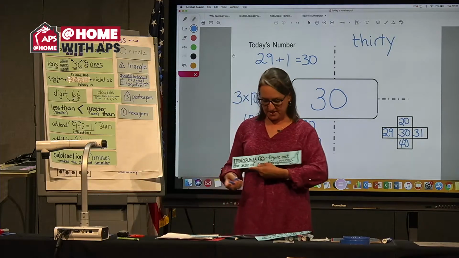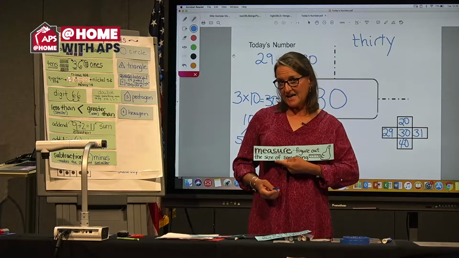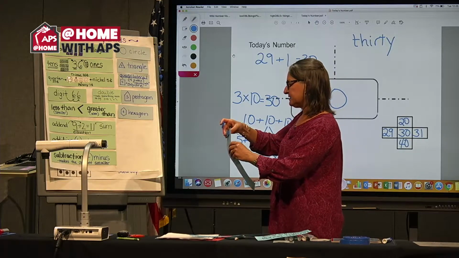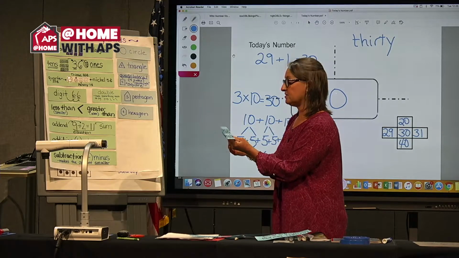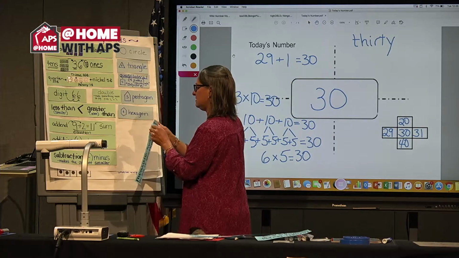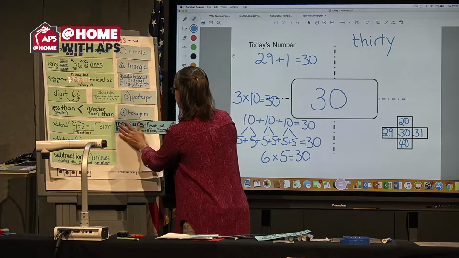Our first word is measure. And when you measure, you are figuring out the size of something. When you measure, you're usually comparing it to something as well. You might be using a ruler, or you might be using something else to help you think about the size of the object you are measuring.